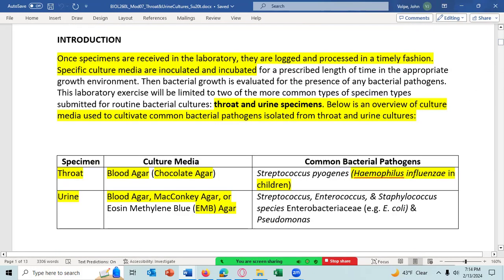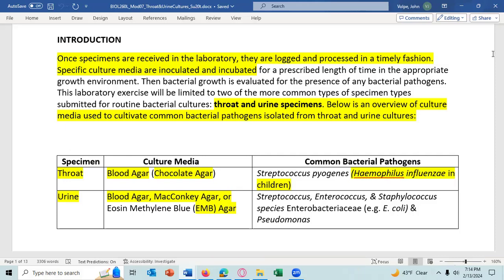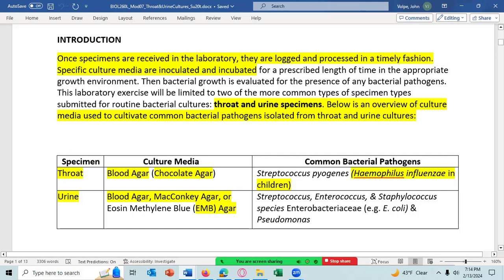All right. Once a specimen is received in a laboratory, they are logged and processed in a timely fashion. Specific culture media are inoculated and incubated for throat and urine specimens. Below is a table overviewing the culture media used to cultivate common bacterial pathogens isolated from throat and urine cultures.